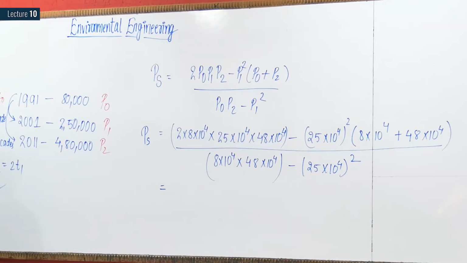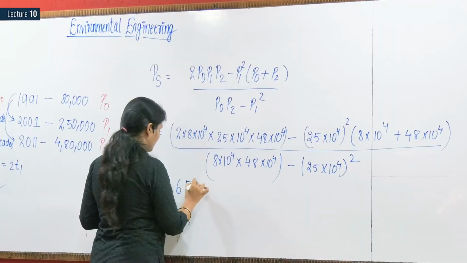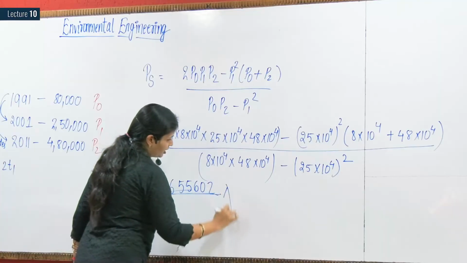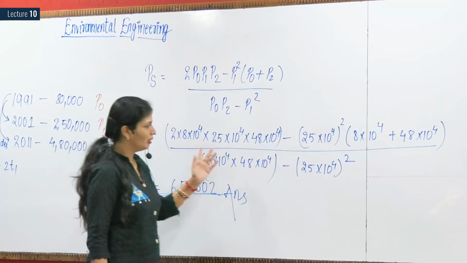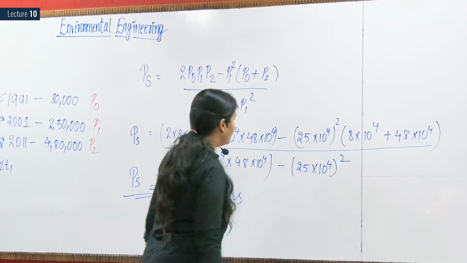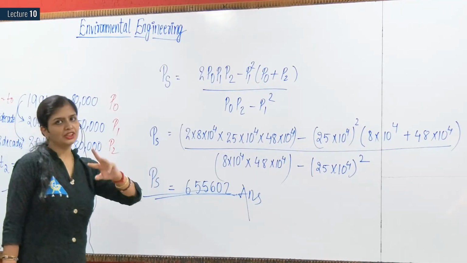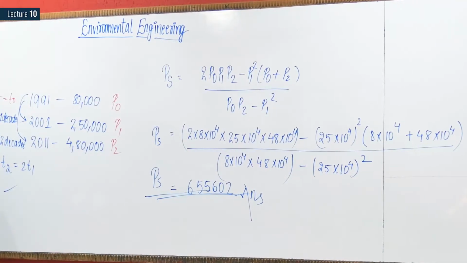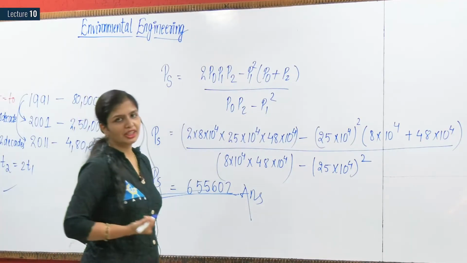From here you will get 655,602. This will be your saturation population. So you are done with the first part. Only calculation was there. You can take those 10 raised to power 8 as common and solve it. No issues. Now, this saturation population was the first part of the question. The second part asks for the expected population in 2021.